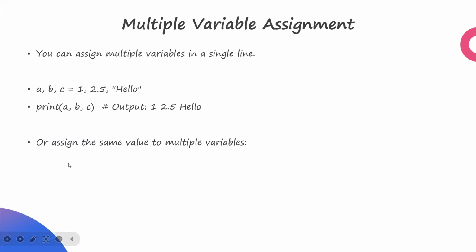Or you can assign the same value to multiple variables. So instead of me doing this, you can say x equal to y. Now, if you have three variables and you want to assign one value to them, this is how you do it.